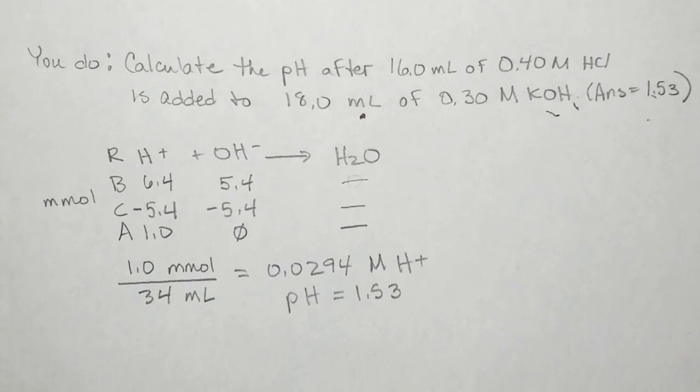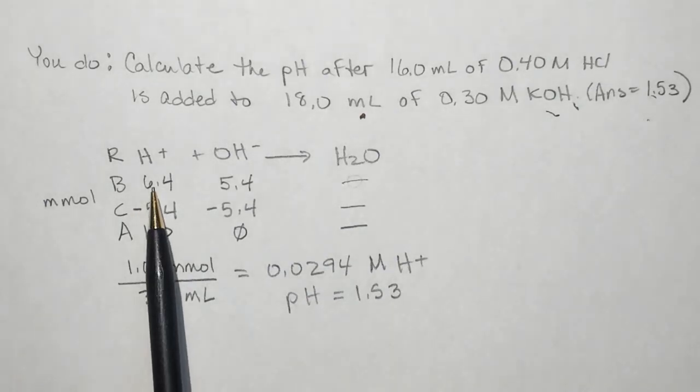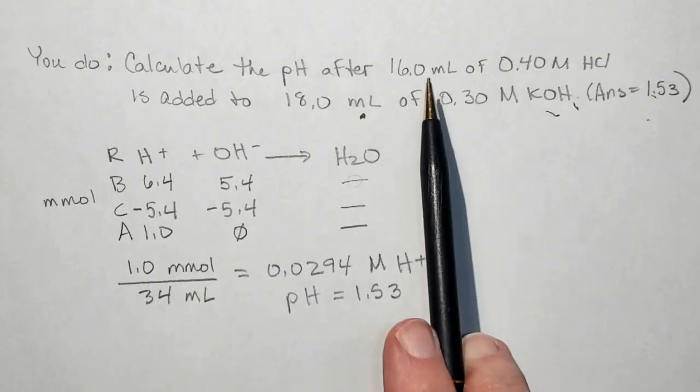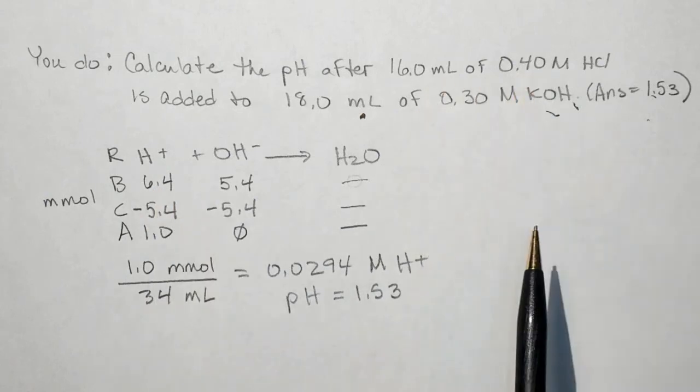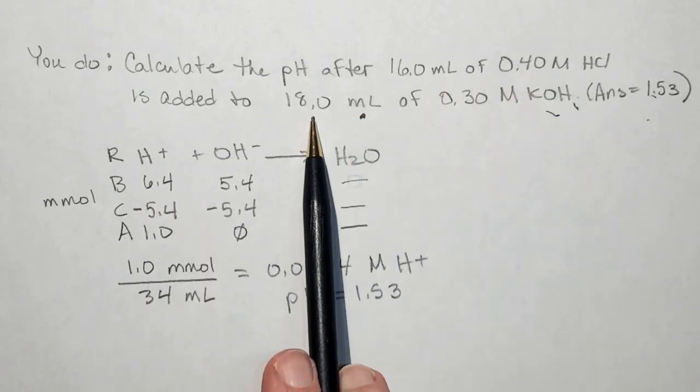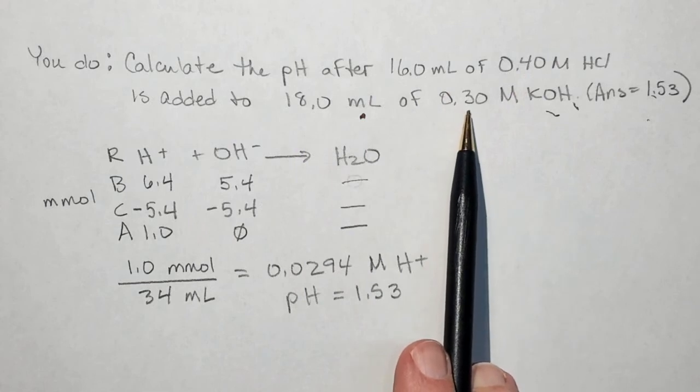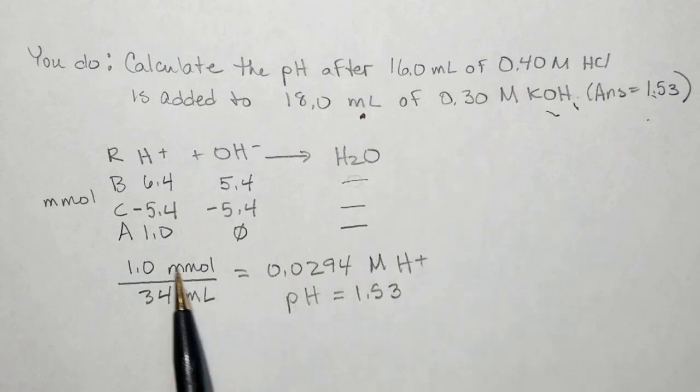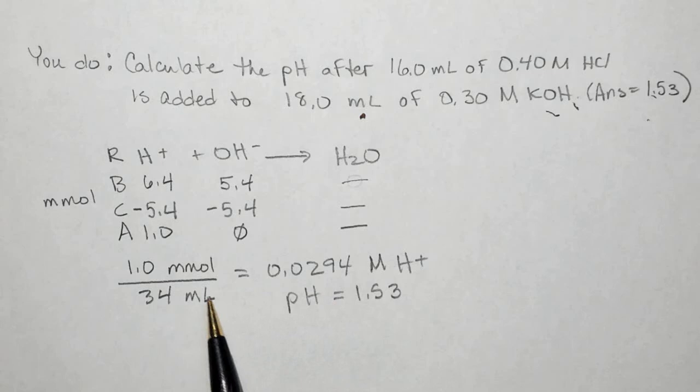Okay, here's your solution. Hopefully you had this table. You had 6.4 millimoles based on 16 times 0.4, and then you had 5.4 based on 18 times 0.3, and you went through your math and you had 1 millimole over 34 mLs total, and then your pH was 1.53. So hopefully you will find this an easier way to do the titration problems.